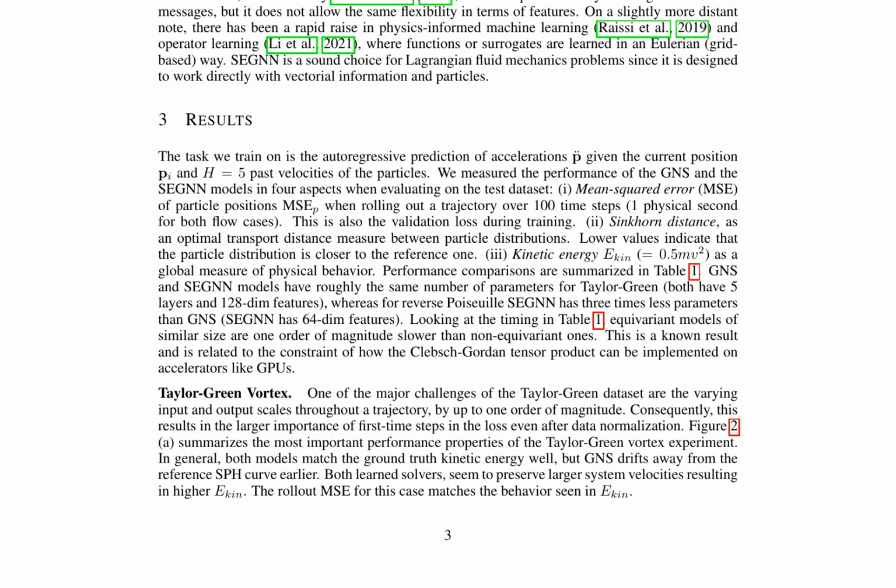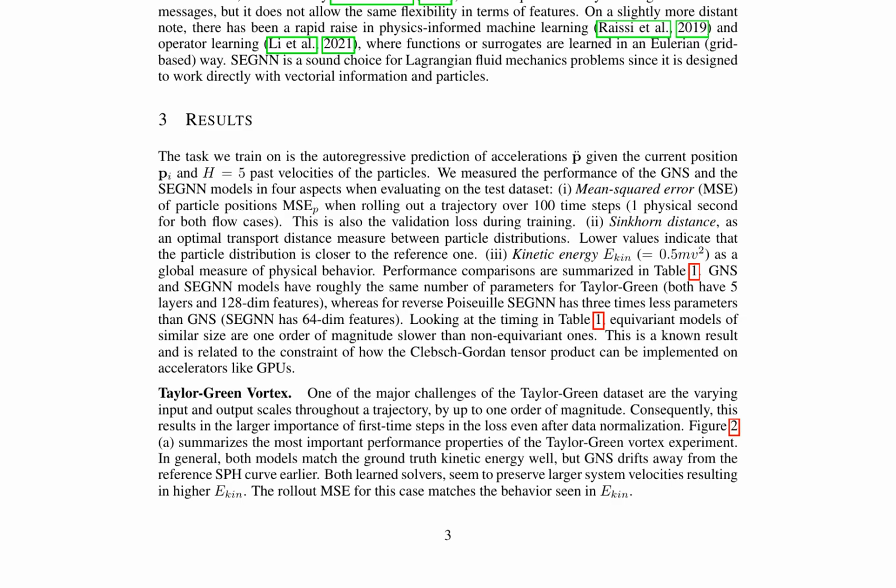Although SEGNN models are slower due to the constraints of the Clebsch-Gordan tensor product implementation, they outperform GNS in terms of mean squared error of particle positions, Sinkhorn distance, and kinetic energy, particularly in the Taylor-Green vortex experiment. The Taylor-Green vortex experiment poses a challenge due to varying input and output scales throughout a trajectory, leading to the importance of first time steps in the loss.